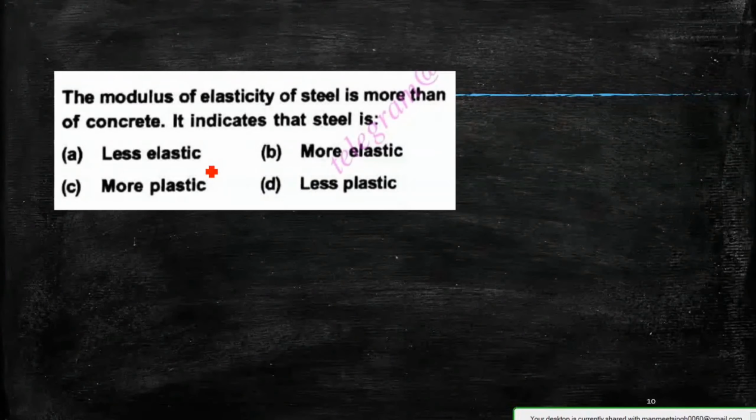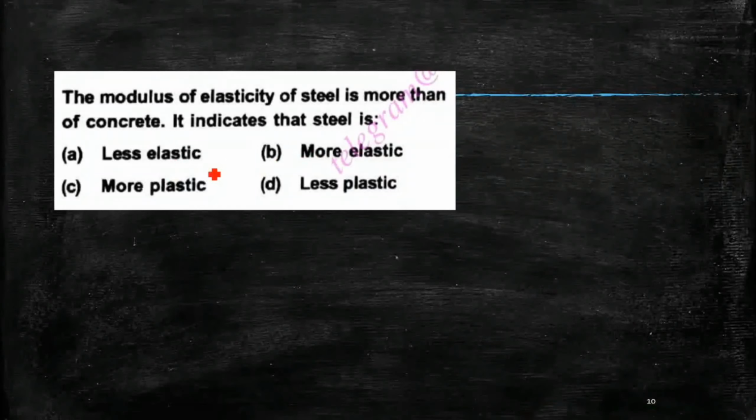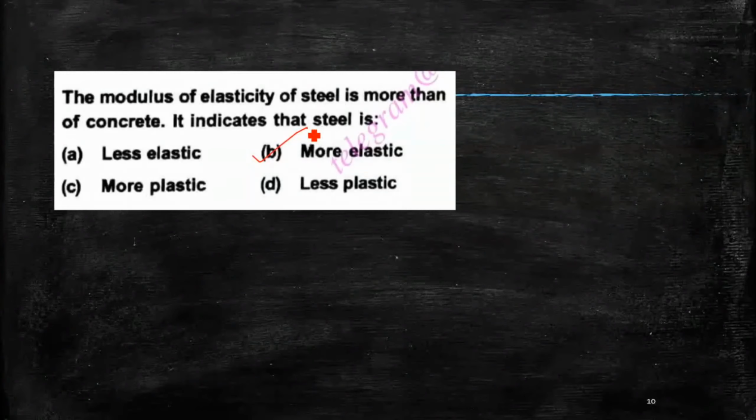Moving to the next question, we have: the modulus of elasticity of steel is more than that of concrete. It indicates that steel is less elastic, more plastic, or less elastic. E is directly proportional to the elasticity for the initial portion of the stress strain curve. So as the modulus of elasticity of steel is more, it means that steel is more elastic than concrete.